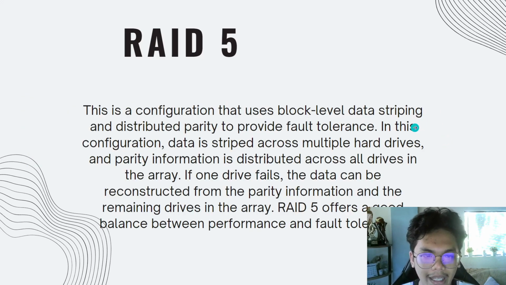So, last will be RAID 5. This is a configuration that uses block-level data striping and distributed parity to provide fault tolerance. In this configuration, the data is striped across hard drives and parity information is distributed across all drives in the array. If one drive fails, the data can be reconstructed from the parity information and the remaining drives in the array. RAID 5 offers a good balance between performance and fault tolerance.